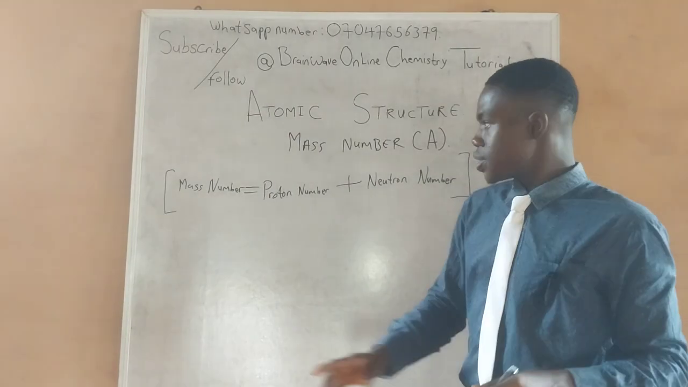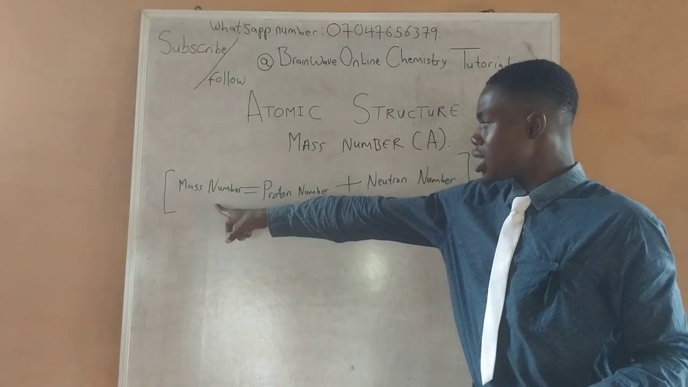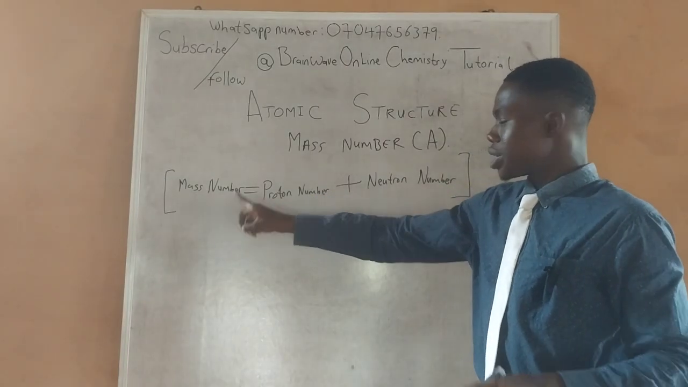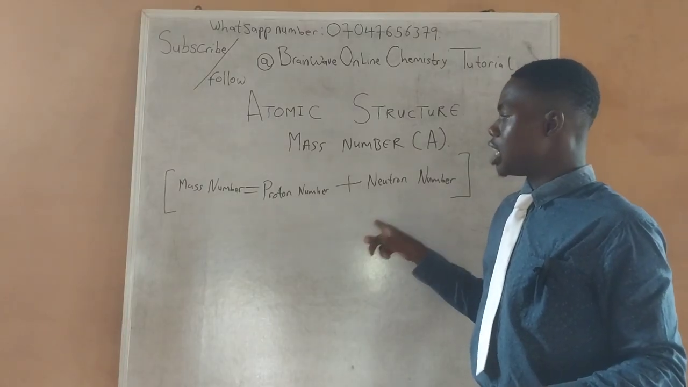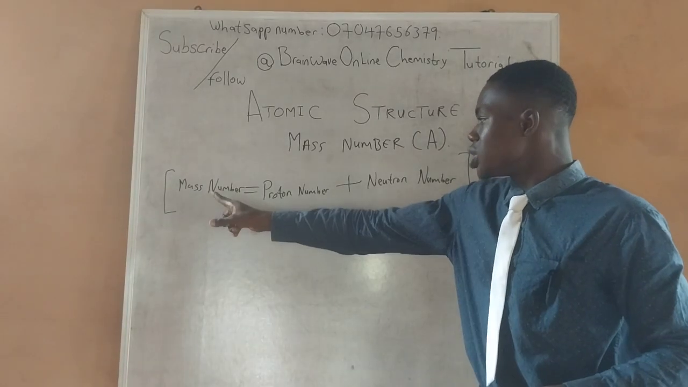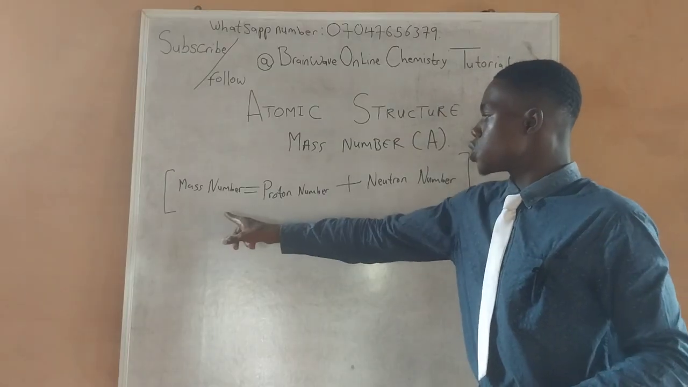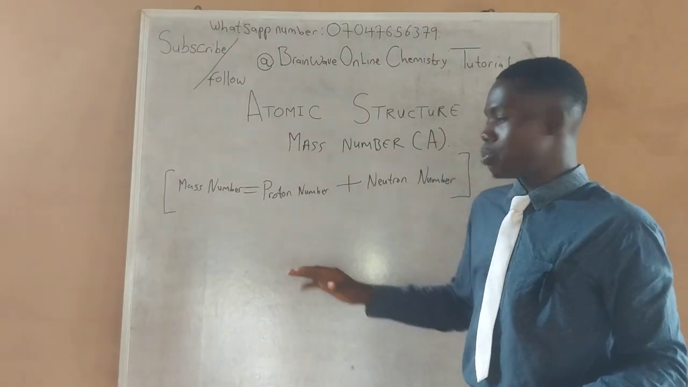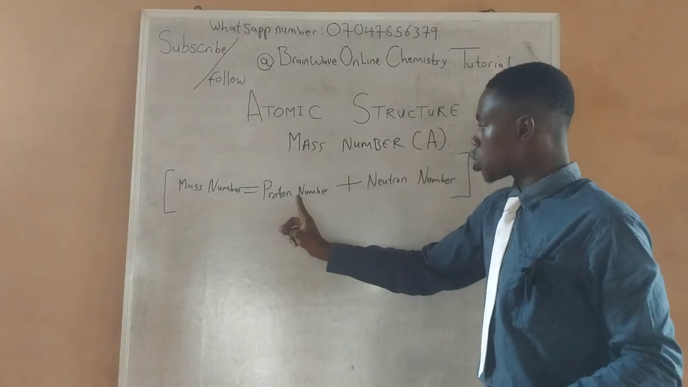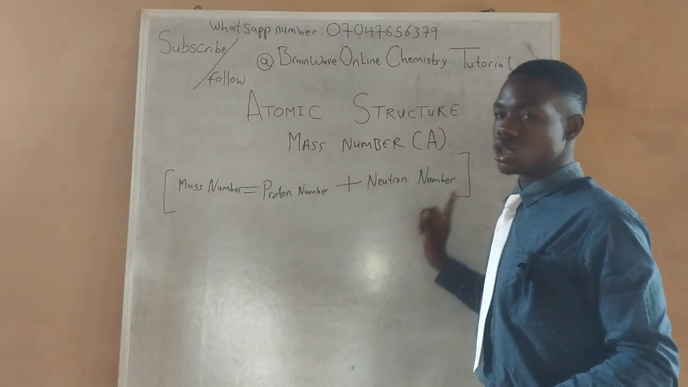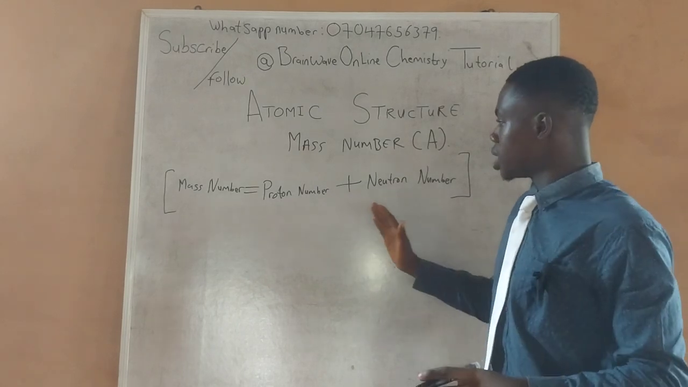Here you may be asked to calculate for mass number, so you get your proton number and your neutron number. You may also be asked to look for any of the three values, where you also use this formula. So please take note of this formula: mass number is equal to proton number plus neutron number.